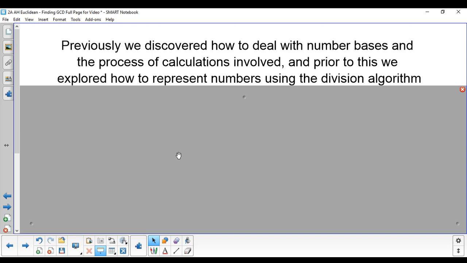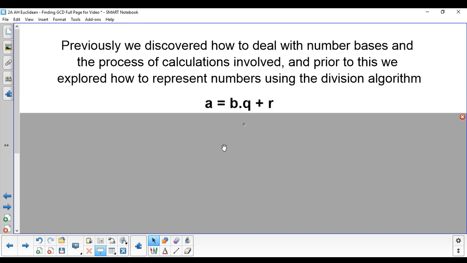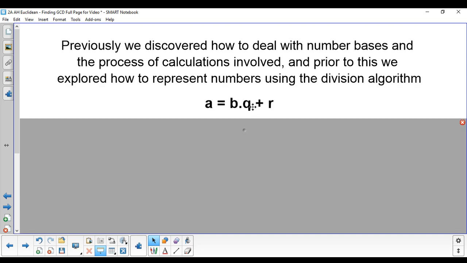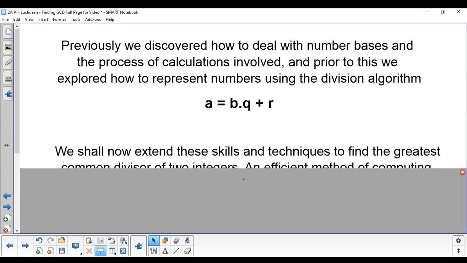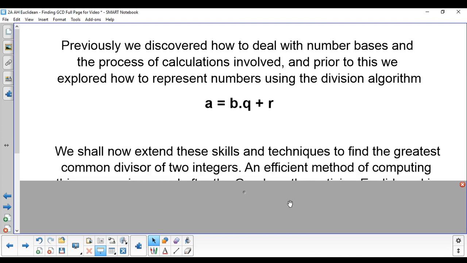Previously, you discovered how to deal with number bases and the process of calculations involved in this, and prior to this, you explored how to represent numbers using the division algorithm. Remember, you were trying to represent it as the divisor times how many times it went into it plus the remainder. So we shall now extend these skills and techniques to find the greatest common divisor of two integers.